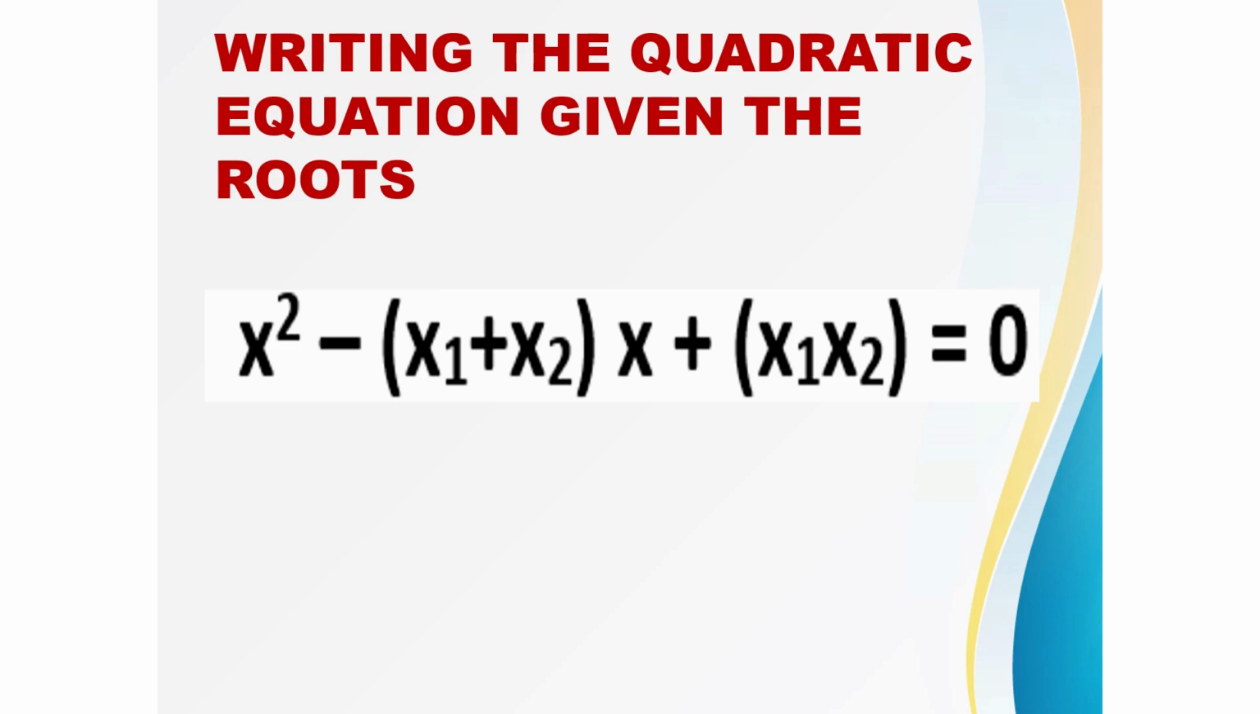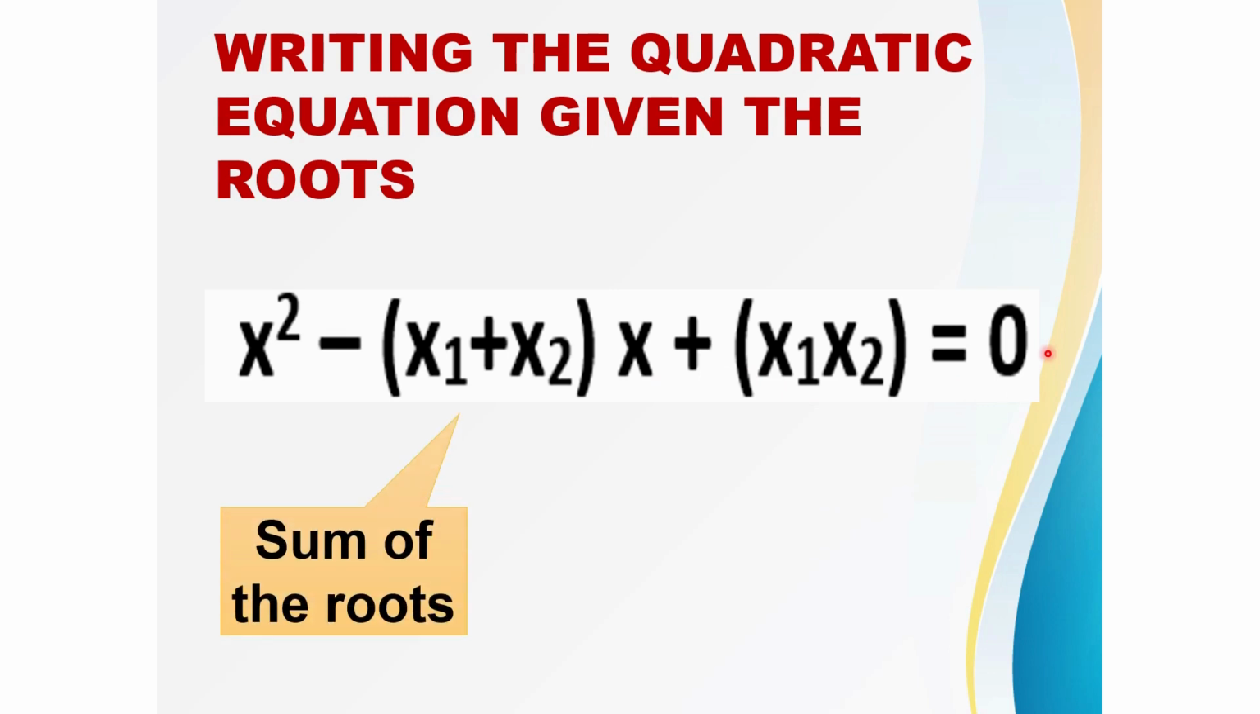Writing the quadratic equation given the roots. So let's follow this pattern applying the sum and product of the roots. So we have here x squared minus the sum of the roots, yung x sub 1 plus x sub 2, times x plus the product of the roots, which is x sub 1 times x sub 2, is equal to 0.